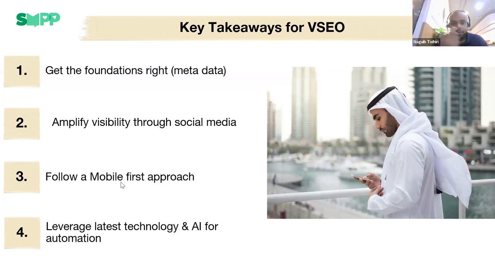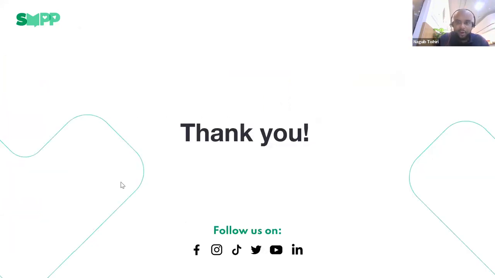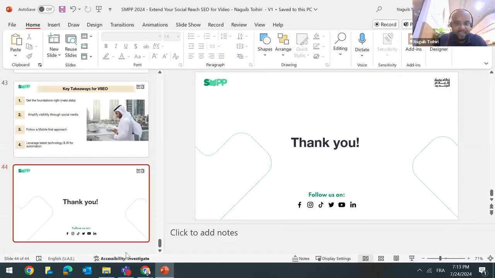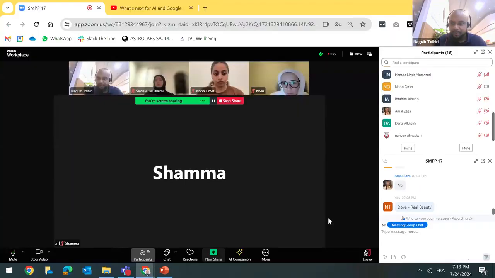And finally, use the latest technology and AI for automating some of those tasks. And I think with those 4 pillars, you are ready to have the best optimized YouTube channel for you or for your clients. So this is it for today.